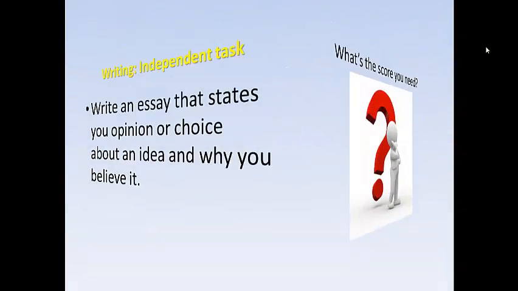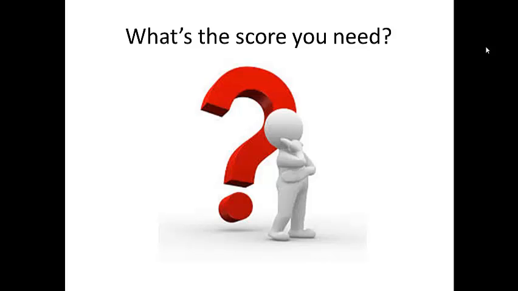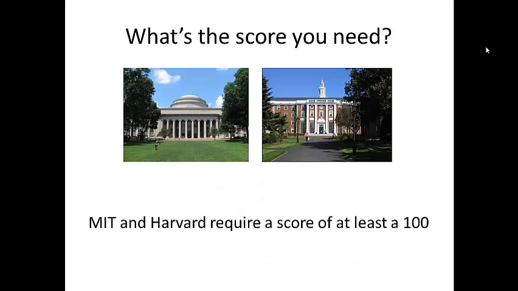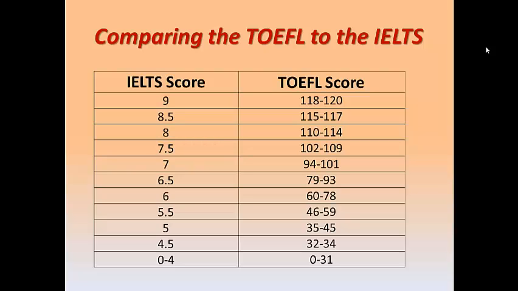Now, this is just a really rough overview, so we're just kind of hitting the high points. I'll be sending some more videos later to talk about some more detailed skills for each section. So what's the score you need? Well, MIT and Harvard require a score of at least 100. Well, those are very top institutions in the world, so that's a pretty high number. But if you kind of shoot for at least around that number, that's going to get you into pretty much most places that you want to go, just about anywhere that you want to go.